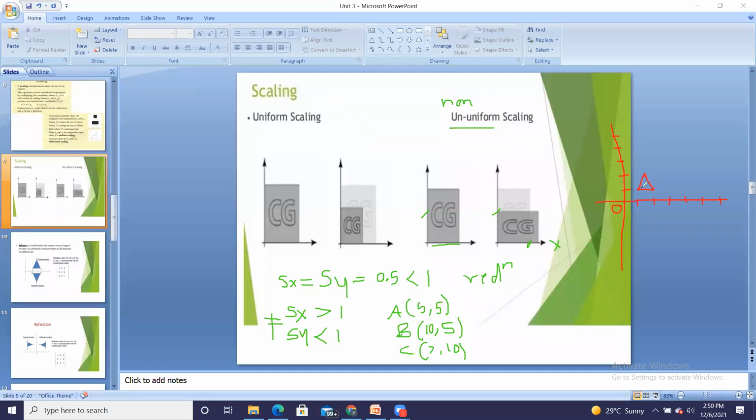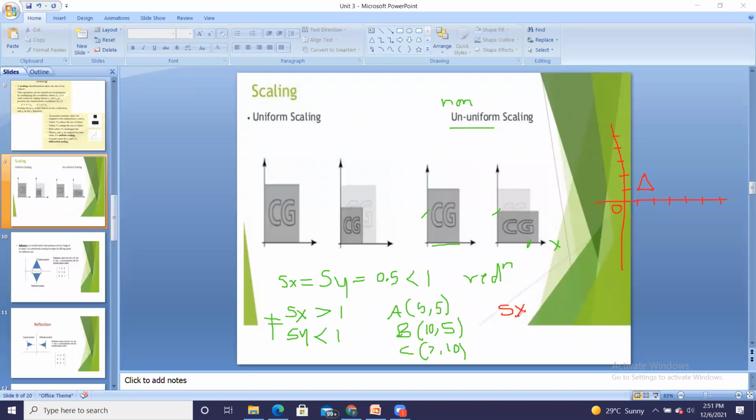So this is the triangle with A (5, 5), B (10, 5), and C (7, 10). So these are the three vertices. Next is the remaining half of the question. You have to scale, you have to transform this triangle so that along the x-axis, it should be thrice of its original size. You have to expand it to thrice of its size. So for expansion, what should be the value of Sx?